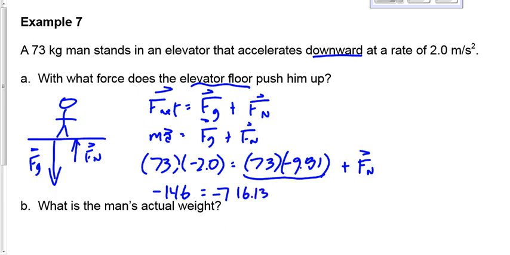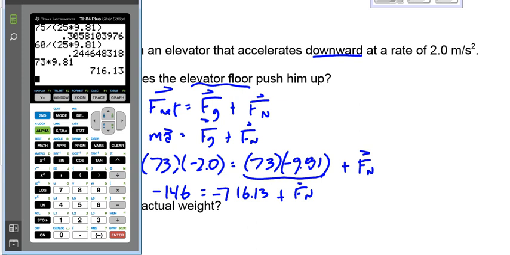That's negative plus Fn. I'm going to take the 716.13 over to the other side by adding, right? It's a negative on the right side. I'm going to take it over to the other side by adding. So it's going to be negative 146 plus 716.13, which gives me a value of 570.13.